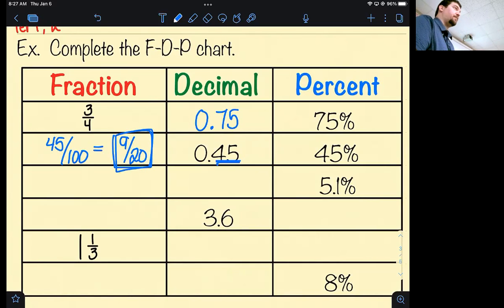Lucas, you have the next one? Yeah. Okay. 5.1%. Let's turn it into a decimal first. Good. 0.051. The 0 in front of the decimal point, not a big deal. You don't have to write it. The 0 after the decimal point is a must. We have to have that 0. So 0.051. And Lucas, what is that as a reduced fraction?